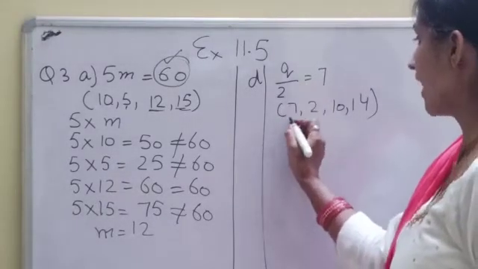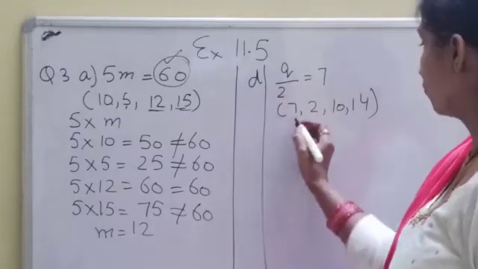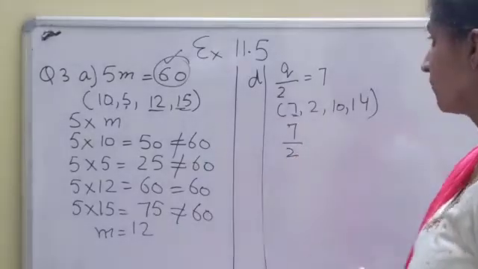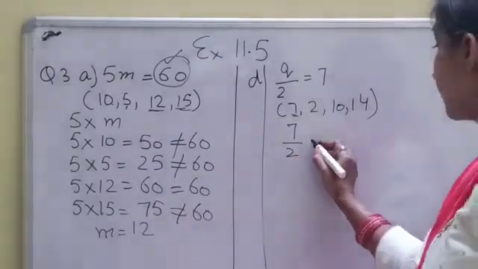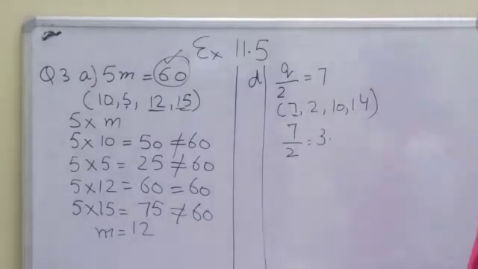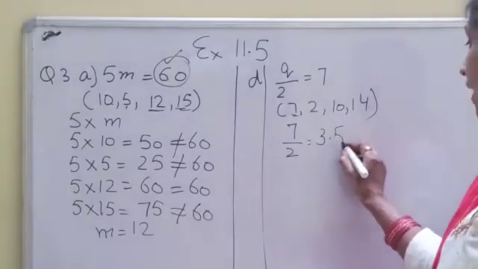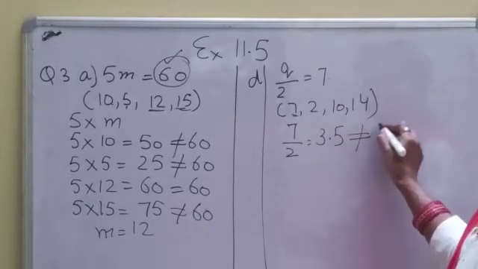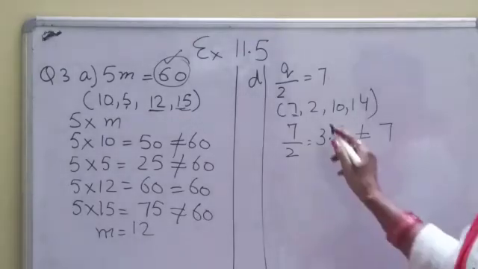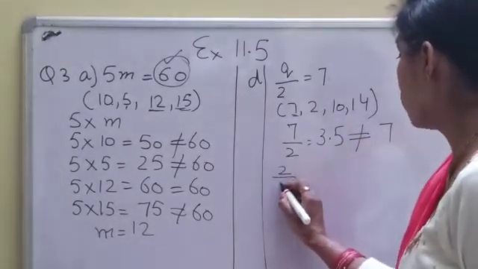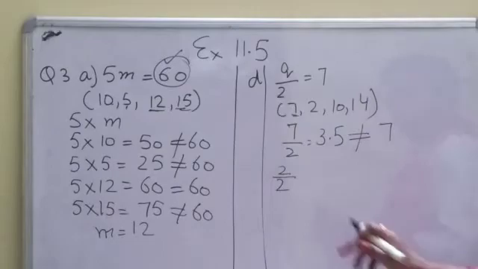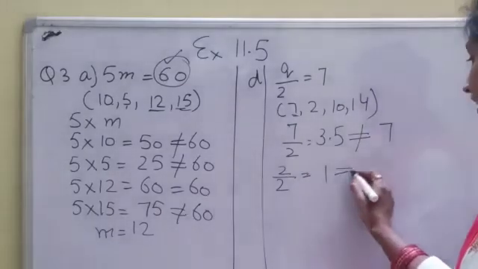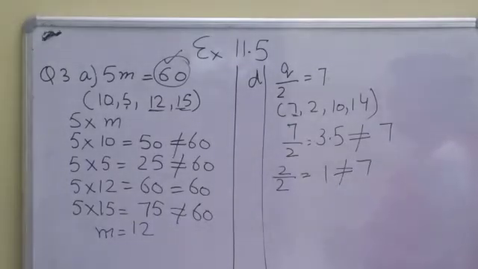q by 2 means we have to divide these values by 2. So let's take first 7 by 2. When we divide 7 by 2, 2 threes are 6, 1 is left, decimal, 2 fives are 10. So 3.5, but on the other side we have 7. So these are not equal. Next, if we place 2 in the place of q, 2 by 2 is 1, and 2 ones are 2. Again it is not equal to the other side, 7.